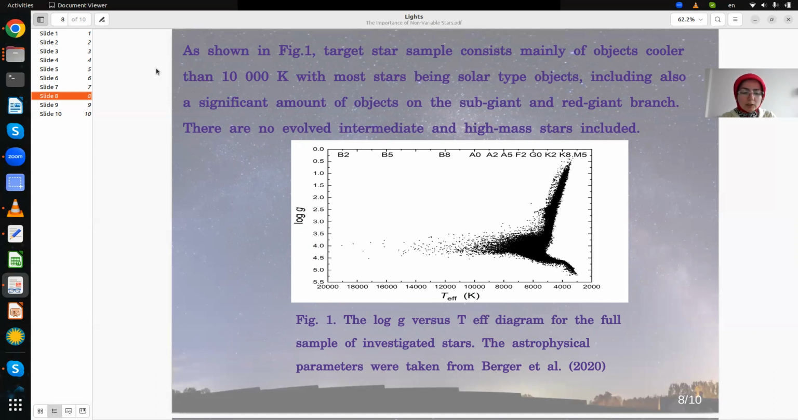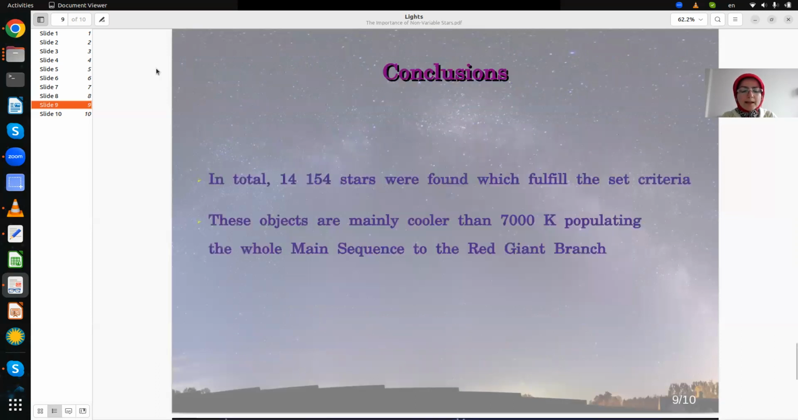Figure 1 shows the log g versus log T diagram for the full sample of the investigated stars. The astrophysical parameters were taken from Berger et al. 2020. And the conclusion is that, in total, 14,154 stars were found which fulfill the set criteria. These objects are mainly cooler than 7,000 Kelvin, populating the whole main sequence to the red giant branch.